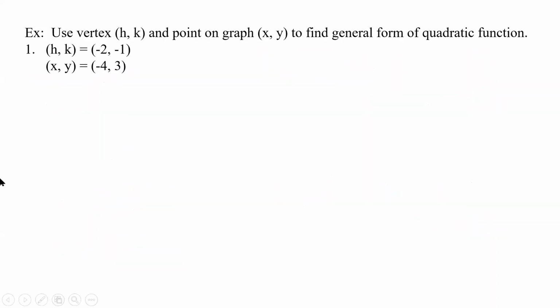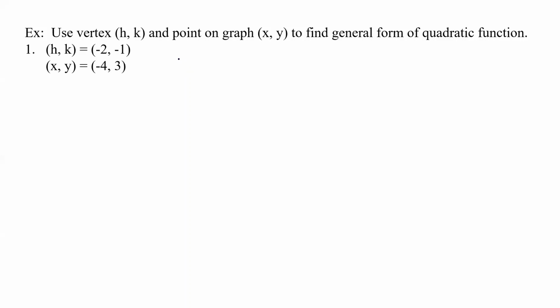All right, so the next thing we're going to do is be given a vertex and a point on a graph, and then we want to find the general form of the quadratic function. So kind of similar stuff to if you had a graph and you pulled these points off, can you actually just do it? And so it's the same thing we've done before, and now we're just going to implement it when we're given this instead of an actual graph.